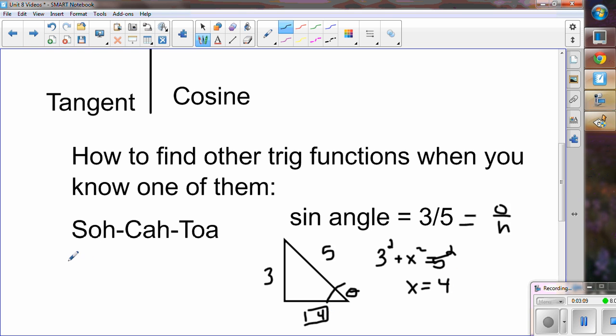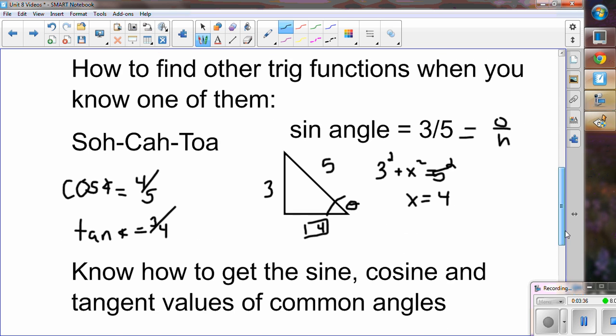Once you know that, you could find the cosine of your angle. And the cosine of the angle is adjacent over hypotenuse, so that's going to be 4/5. And you could find the tangent of the angle, because that is opposite over adjacent. And so the opposite of your theta is 3, the adjacent is 4, so this is going to be 3/4.